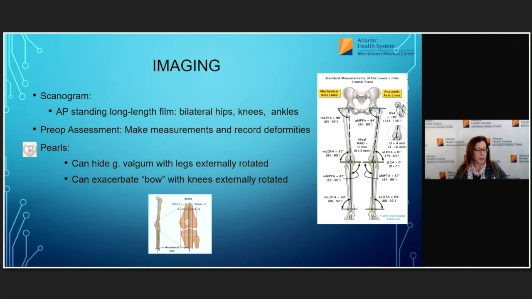And something for you to really pay attention to is that when patients come to your office and they're standing up, if they keep their legs externally rotated and they're knock-kneed, you're not going to see the knock-knee. They're going to hide it. If they look bow-legged because they're standing with their knees externally rotated, they may not actually have genu varum. It may simply be compensation for tibial torsion.